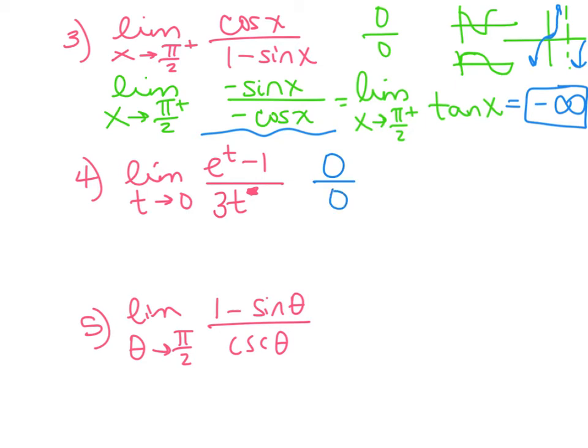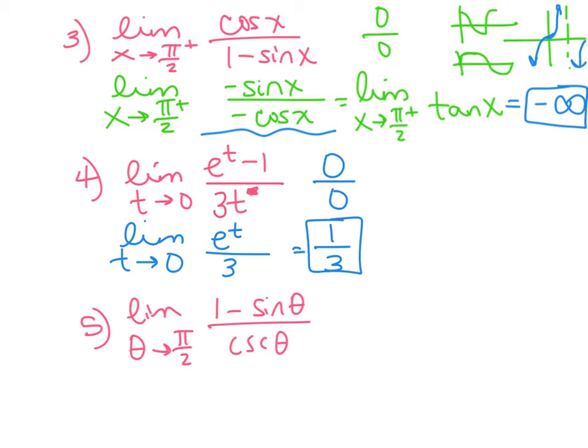All right, so I apply my rule: the limit as t approaches 0 of the derivative of the top. The derivative of e to the t is just e to the t, and the minus 1 would go away, over the derivative of 3t, which is simply 3. Now when I plug in my 0, e to the 0 is 1, over 3. And so my limit is 1/3. All right, let's take a look at the next one.